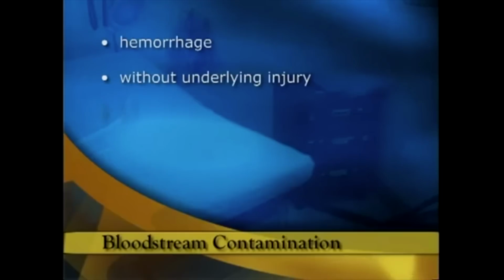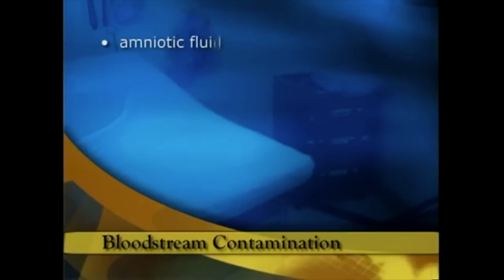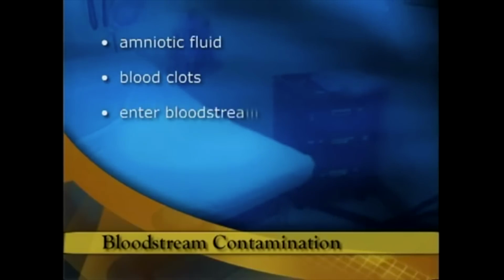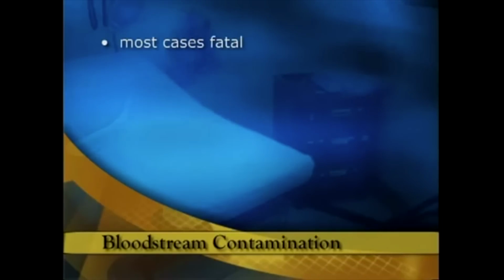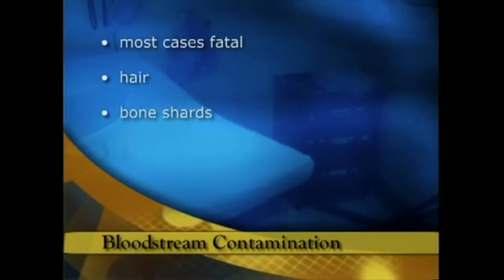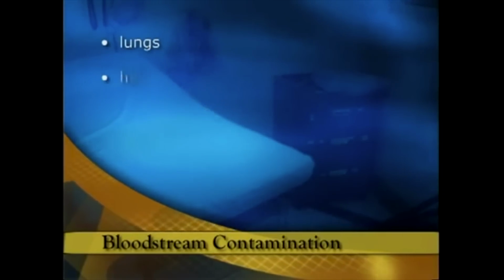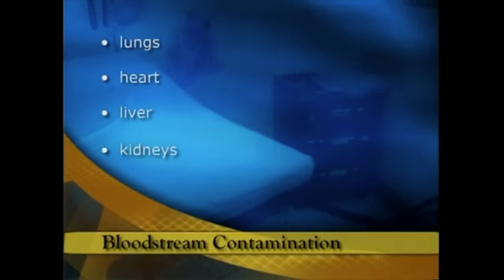In addition to hemorrhaging, embolisms can occur when the abortion procedure causes air, amniotic fluid, or blood clots to enter the patient's bloodstream. This material then circulates through the woman's body, and in the majority of cases, she will die. Autopsies performed on patients who have died from abortion-induced embolisms often reveal parts of the fetus, such as hair and bone shards in the deceased woman's brain, lungs, heart, liver, or kidneys.